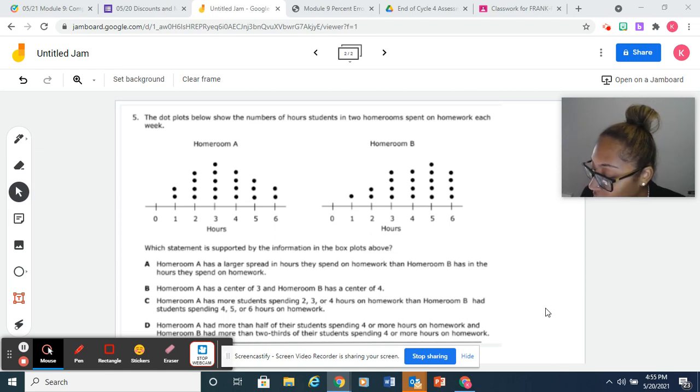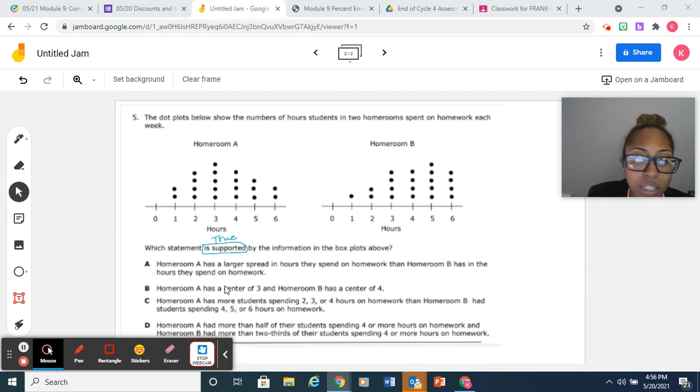Since we're trying to find out which information is supported, that means that we're looking for the true statement. So let's go through each answer choice to determine which is going to be the best answer for this question. The first answer choice says homeroom A has a larger spread in hours they spend on homework than homeroom B has in hours they spend on homework.